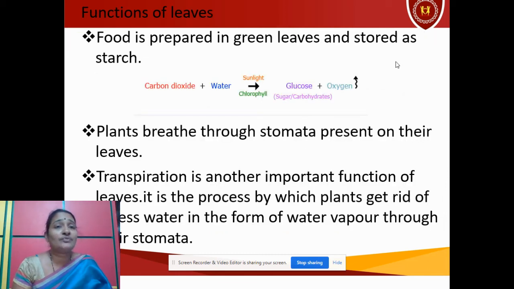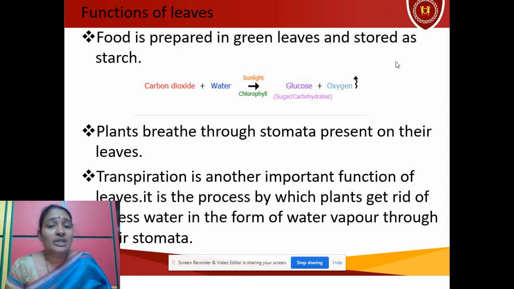Next, what is the function of the leaves? Already in the starting of my class, I told you leaves have a most important function. What is that? Photosynthesis. They perform photosynthesis. What do you mean by photosynthesis? In the presence of sunlight and chlorophyll, they can prepare their own food with the help of carbon dioxide and water. So what do they prepare? They prepare glucose. Glucose is nothing but sugar. And at the same time, they release oxygen.